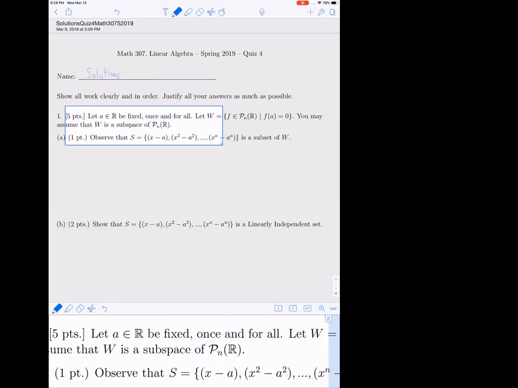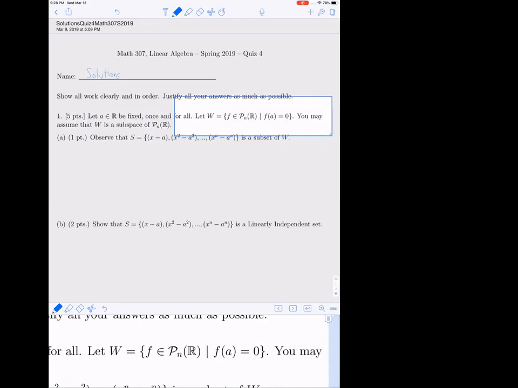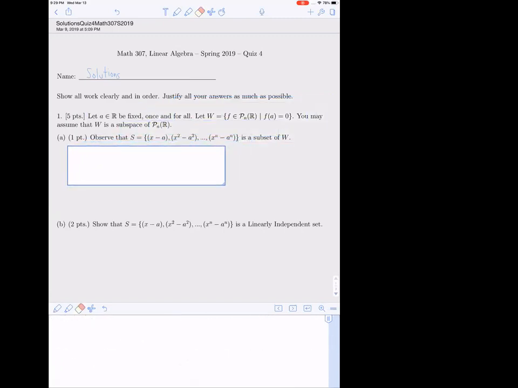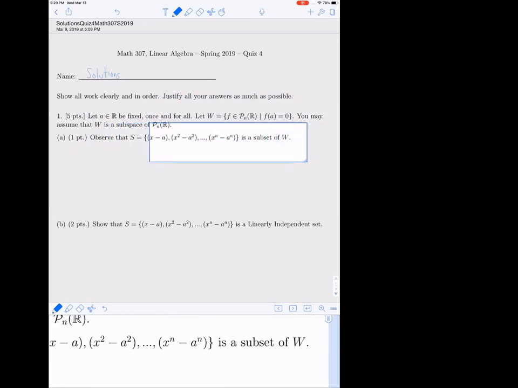And then this set W is the really important thing we're going to focus on here. So we said that we can assume that it's a subspace of this vector space P sub n of R, but W is a set of all polynomials in that set satisfying an additional condition, namely that if you plug A into that polynomial, you get 0. So the first part asks us to simply observe that this set S, equal to the set of polynomials x minus a, x squared minus a squared, and so forth, is a subset of W.